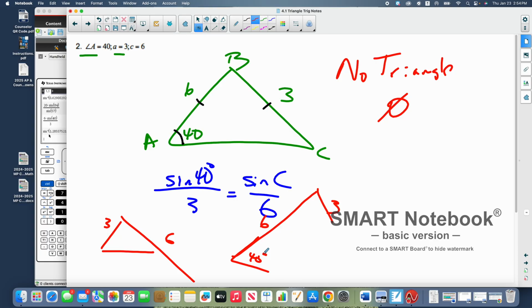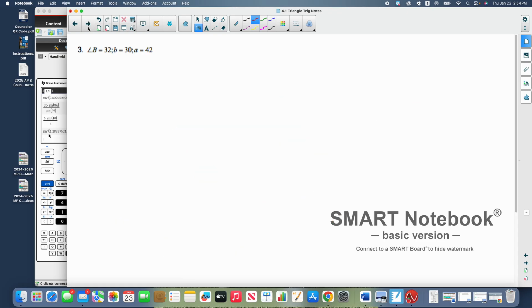So last one for the day. Obviously, what are your thoughts? This one's probably going to be the 2 one. That's where we're going with this. This one's going to make 2. So let's look at it and see how it works.